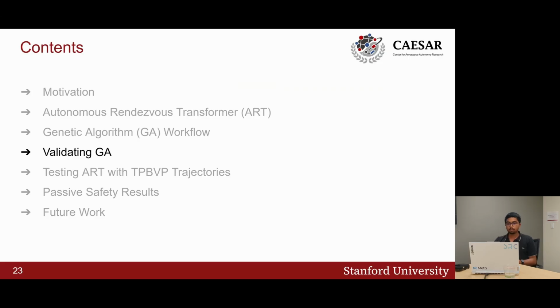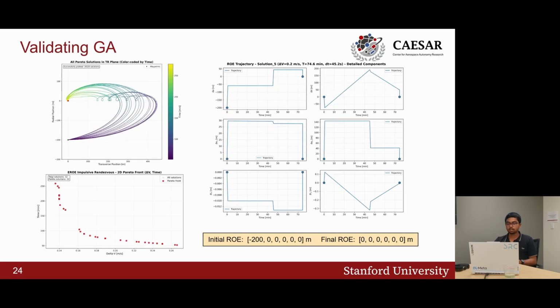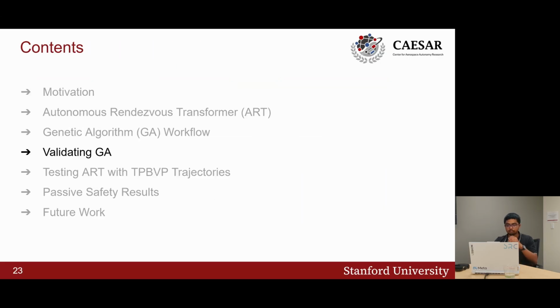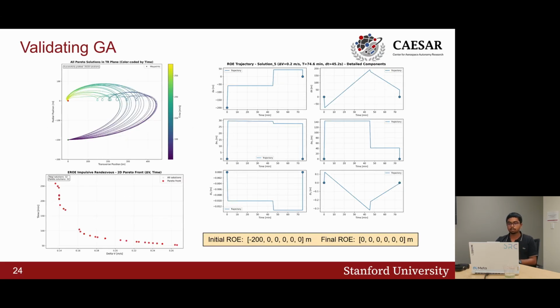So now let's move to validating GA to see if it's really working out for well-known scenarios. GA can be applied for situations involving multiple objectives. So we first start off with verifying if it really works for two objectives. And these are some of the well-known solutions where you only perturb one of the orbital elements and you see how the trajectories are.